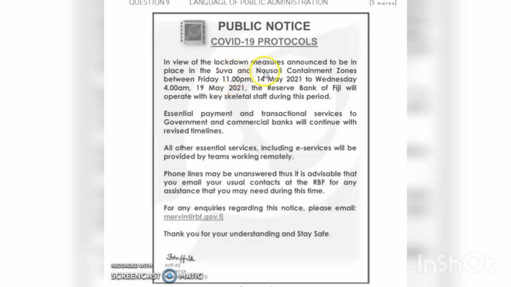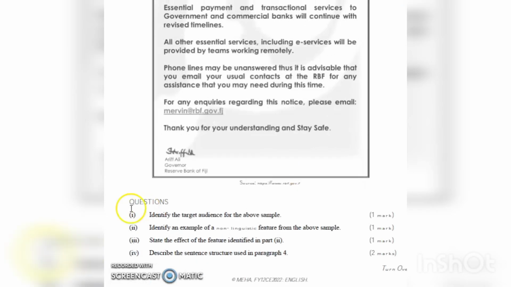If you said Suva and Nausori containment zones, that's correct. It's just written there, the places that are known. This won't matter to someone who's living in Lautoka, or Singatoka, or Nadi. It's only specific to people living in the Suva and Nausori containment zones. So in full sentences: the target audience for the above sample is the Suva and Nausori containment areas.